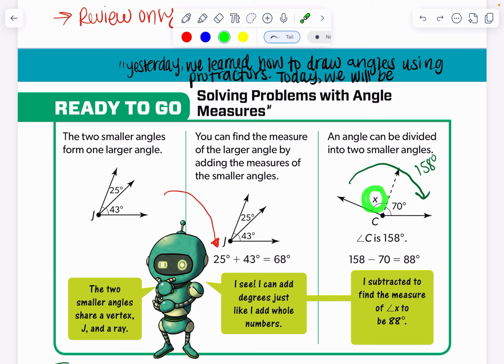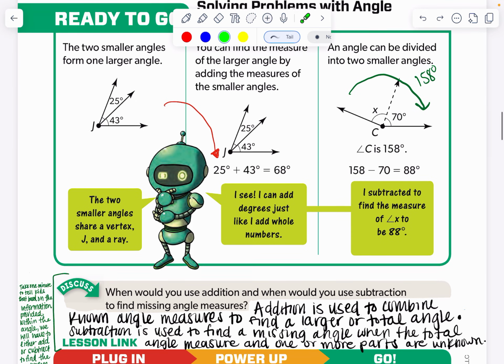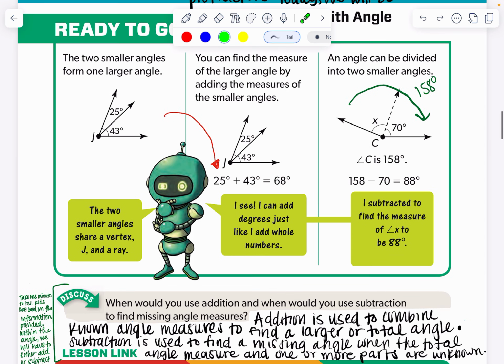In order to find the value of this x, we will have to subtract 70, which is one of our smaller parts, from 158, our total, to find our other smaller part, which is 88 degrees. So the measure of angle x is 88 degrees.